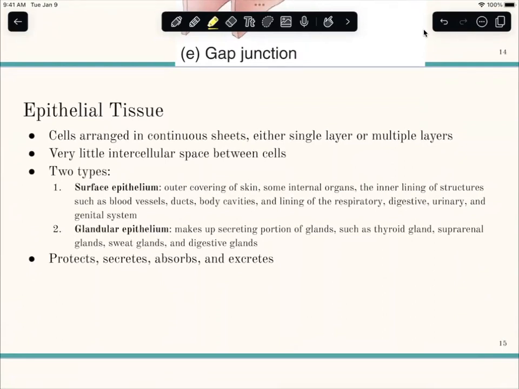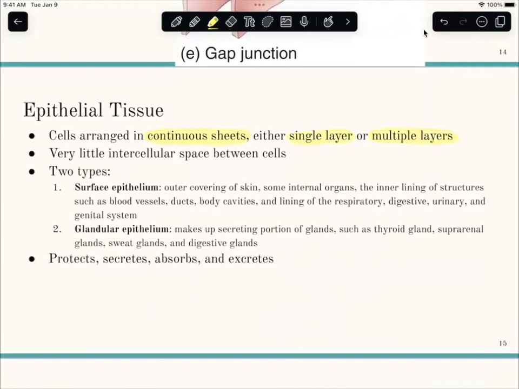Epithelial tissue, if you look at the back of your hand, your skin, is found in continuous sheets of cells. So the back of your hand is one big continuous sheet of cells. They can be one layer of cells, or there can be many layers of cells.